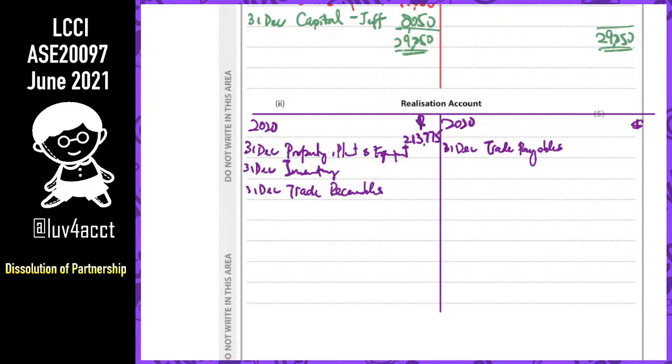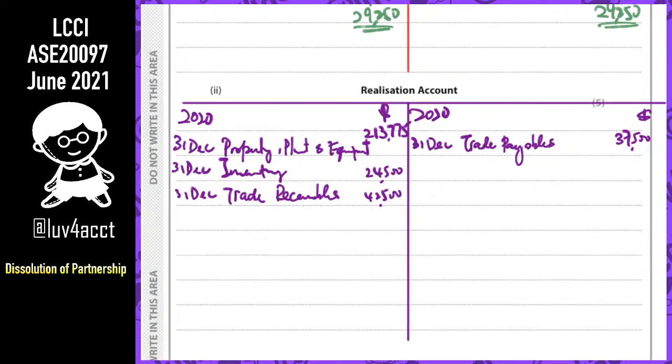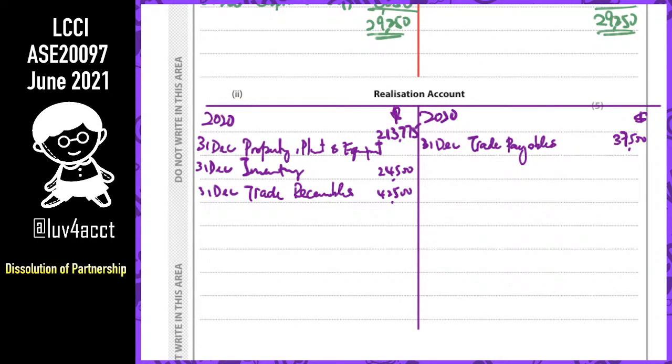213,775. Inventory 24,500. Trade receivables 42,500, and then trade payables 37,500. These are all the book values. Just like in that disposal account, we will put the book value first. Book value being cost minus accumulated depreciation, right? We'll put the book value, and then see how much we can realize from these assets and liabilities.